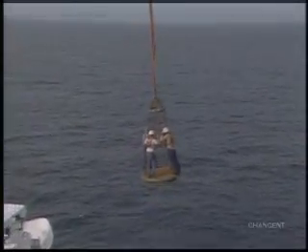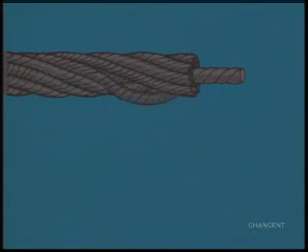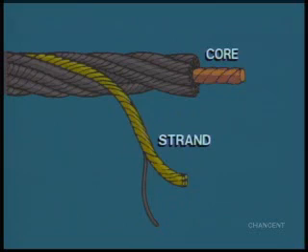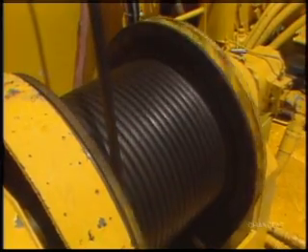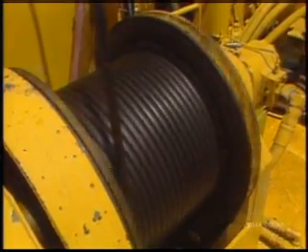So let's move along now and get more familiar with wire rope. There are three basic components of wire rope: the core, the multi-wire strands which are wrapped around the core, and wires that form the strands. Wire rope is part of the crane's structure. It must be carefully selected, inspected, and maintained.